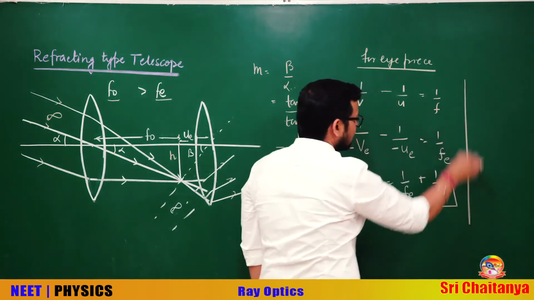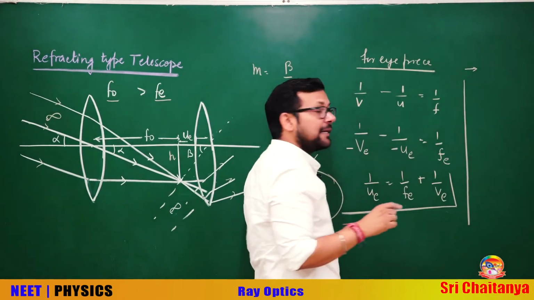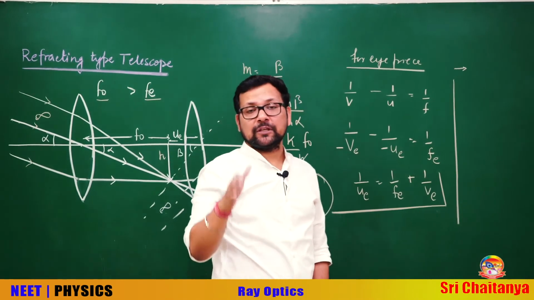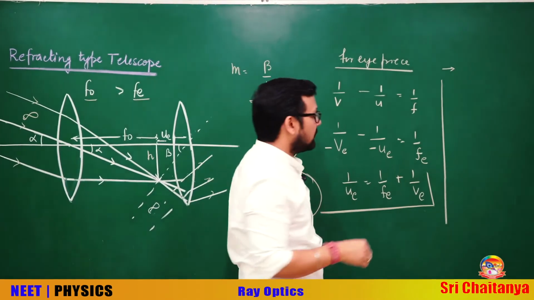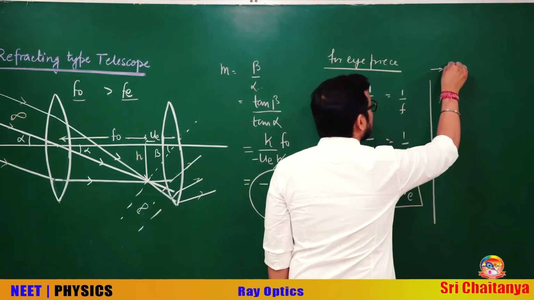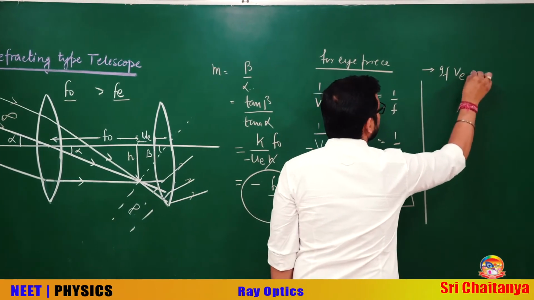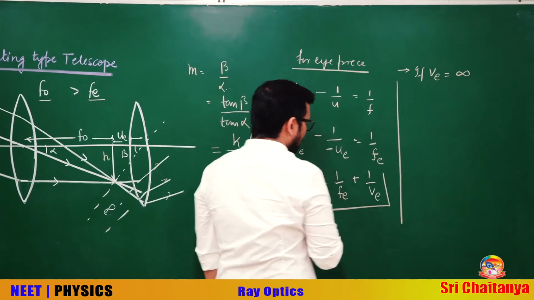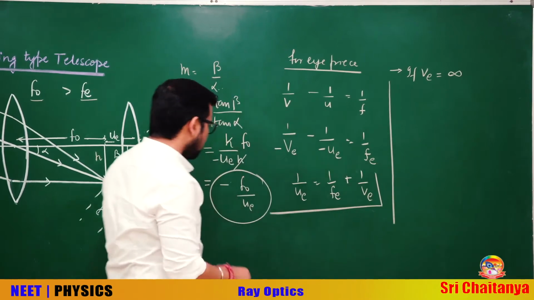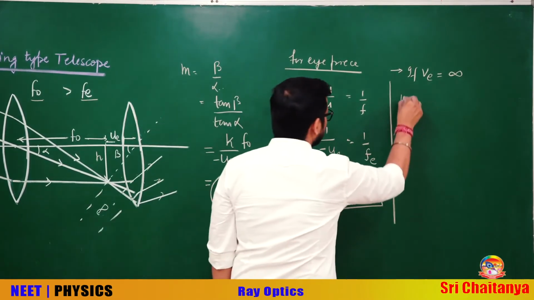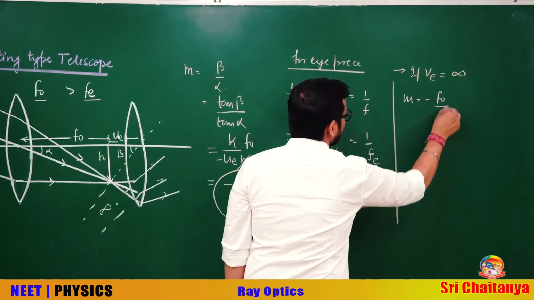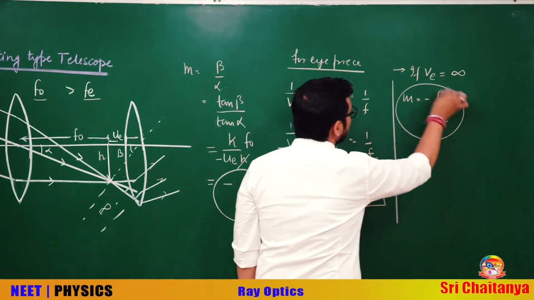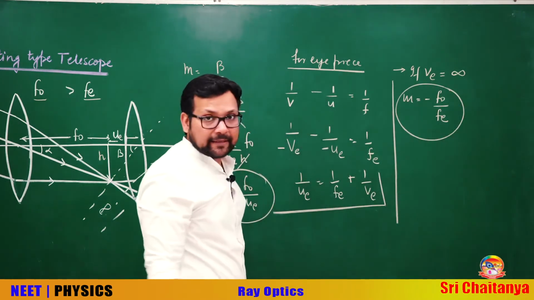Now, if the question asks you, again I am telling you, do remember the ray diagram, the magnification, and one very important thing: in a telescope we are using the concept of angular magnification. So, if the final image is forming at infinity, obviously 1 by VE will be 0, UE will be Fe. If UE is Fe, we can write the magnification as minus f naught by Fe. So, this magnification you have to use when the final image is formed at infinity.